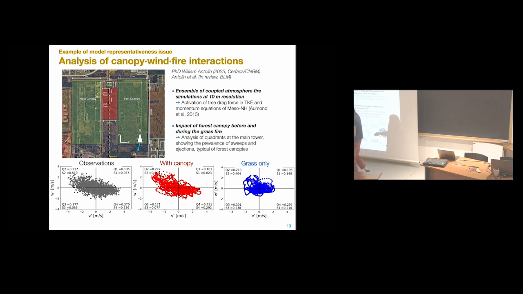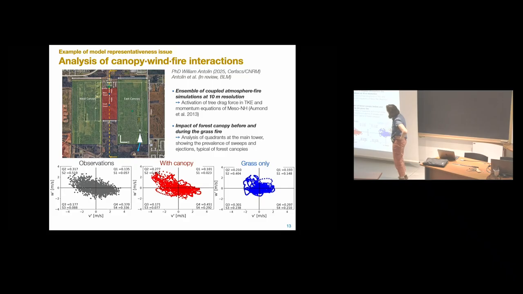And within the FireFlux experiment, we have seen that if you look at this fluctuation at the main tower, over the burn plot, so it's grass, you can see that we recover this asymmetric quadrant. And so in the observation and with our simulation with canopy, we are also able to have this asymmetric quadrant, while in our case of only grass, you don't see it.